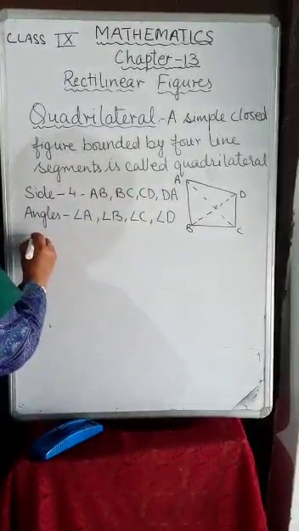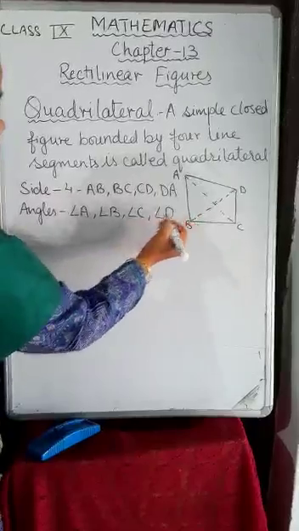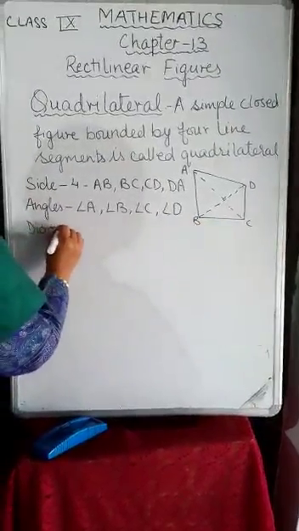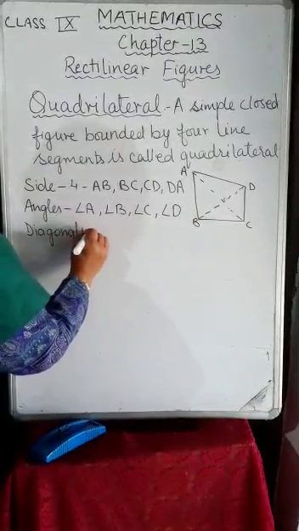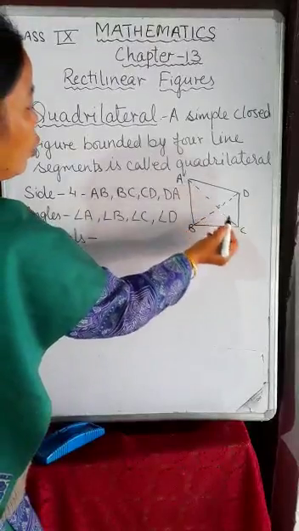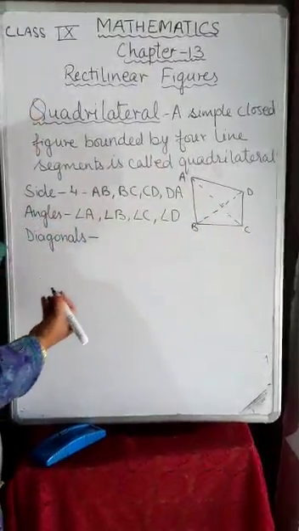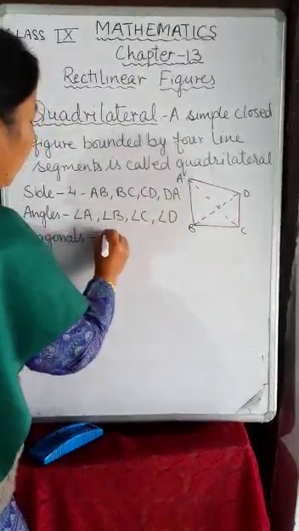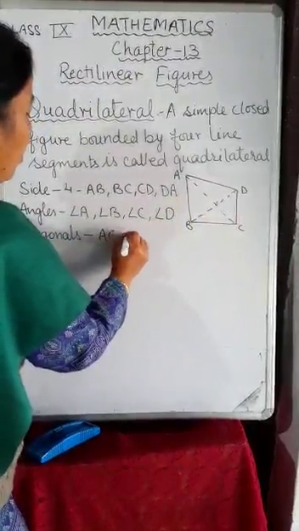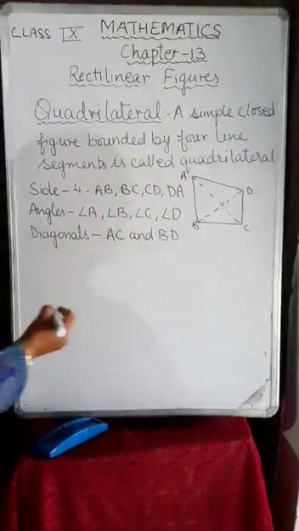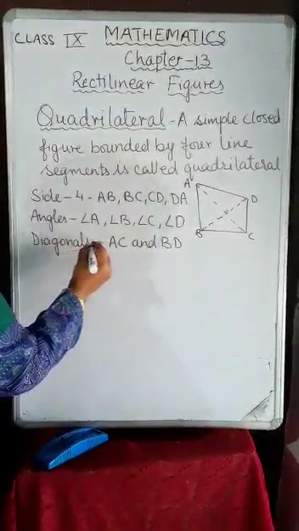And then what is left in this? Diagonals. A line which joins 2 opposite vertices is called a diagonal. So there are 2 diagonals, AC and BD. Two diagonals, and one more thing is left, vertices.